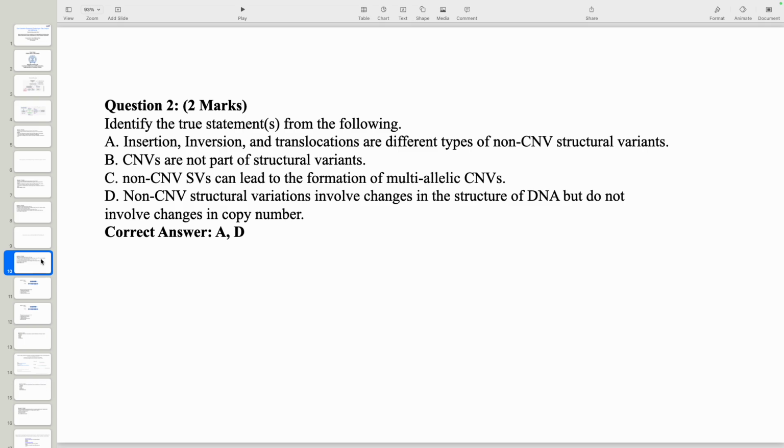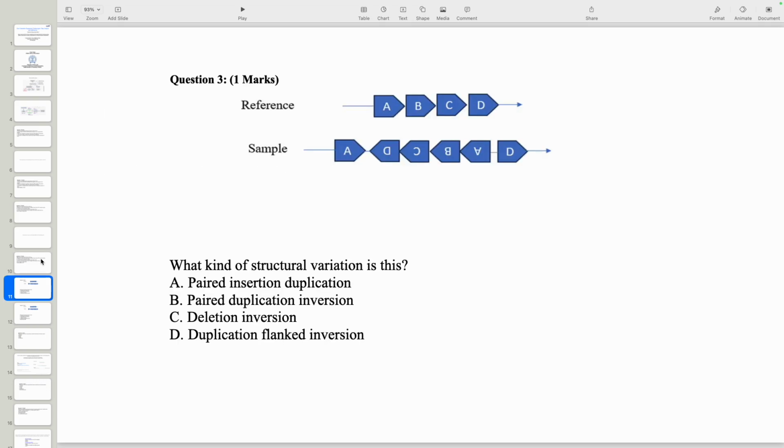I hope this question is clear. We'll move to our next question, question number 3. Here a reference sequence is given as well as a sample sequence. In this question, what is asked is, what kind of structural variation is this? Please go through this question and try to answer it.